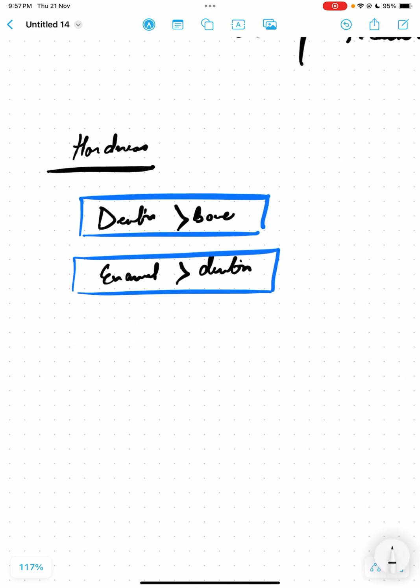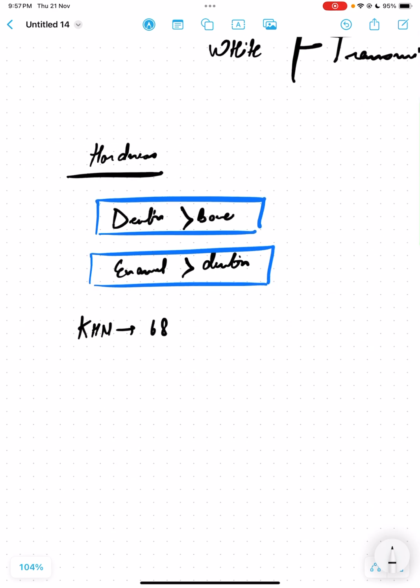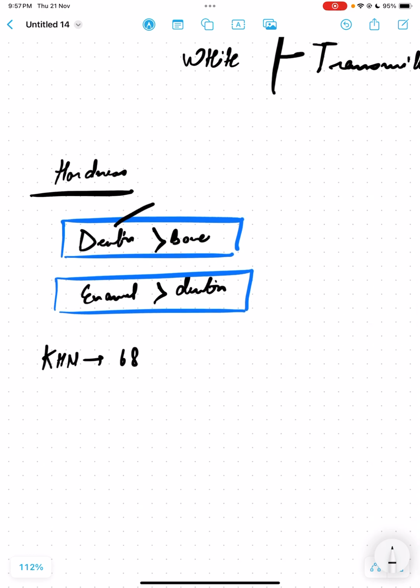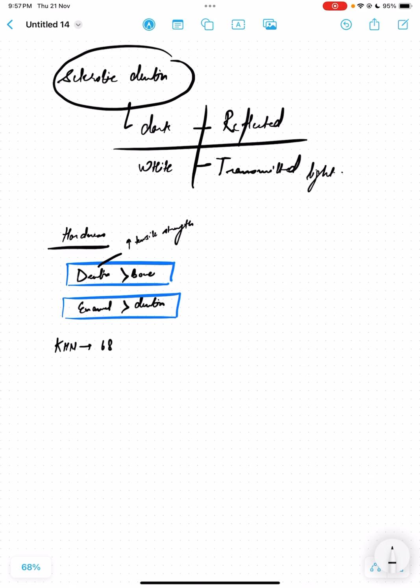Next, the Knoop hardness number of dentine is around 68. And dentine has the highest tensile strength. All of you have to remember this.